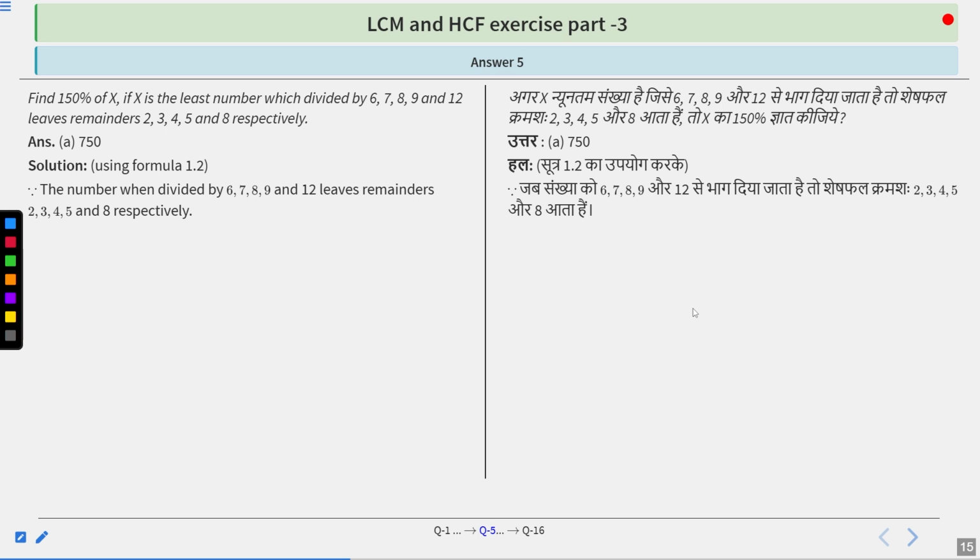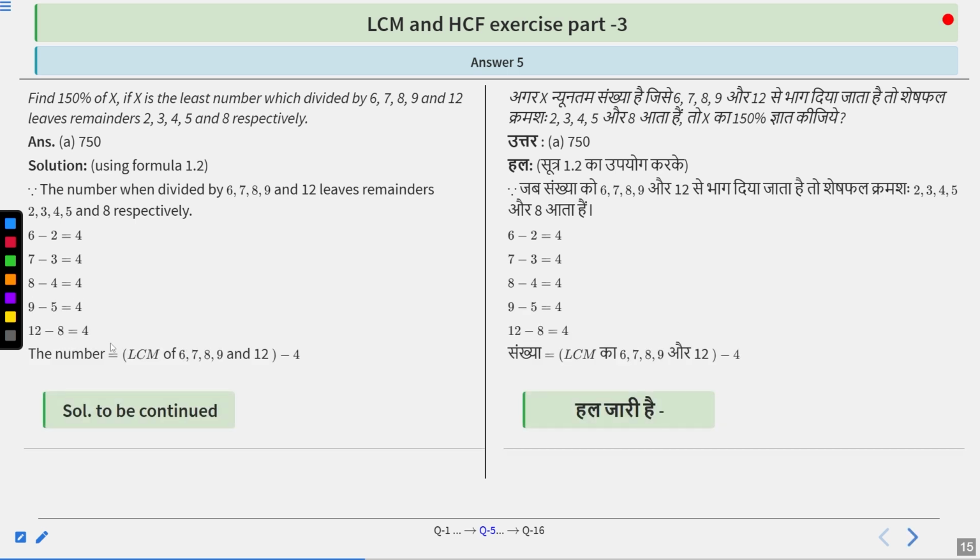The numbers when divided by 6, 7, 8, 9, and 12 leave remainders 2, 3, 4, 5, and 8 respectively. Now in that case, we are going to use formula 1.2 because the difference between 6 and 2, 7 and 3, and 8 and 4 is always the same, that is 4, 4, 4. So the number is going to be the LCM of 6, 7, 8, 9, and 12 minus remainder, that is 4.